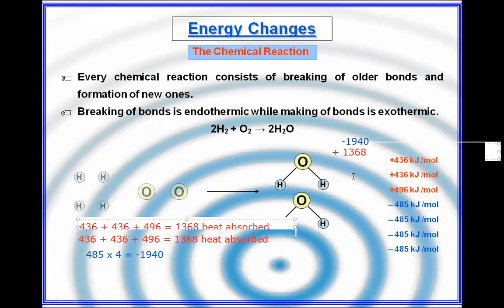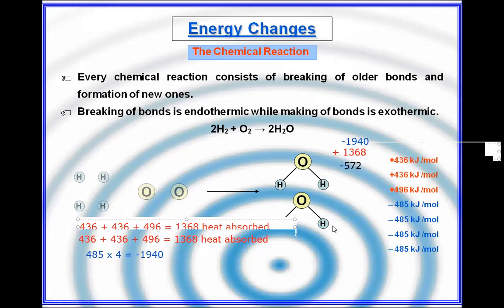What is the difference between them? By using the calculator, 1940 minus 1368, the answer is minus 572. This 572 energy is released. The positive number, the heat absorbed, is less than the heat which is evolved.